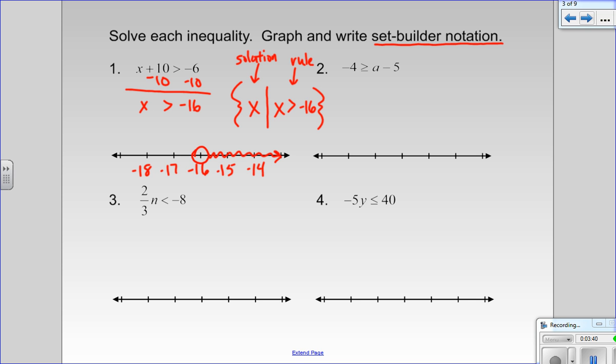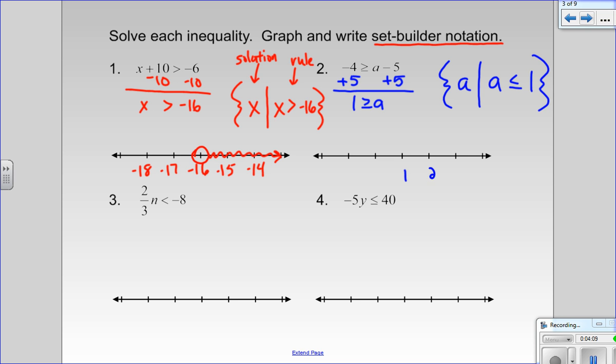Example 2, we again want to isolate the variable. This time we'll add 5 to both sides. And remember, when we're adding or subtracting, we don't need to flip the sign. So a is less than or equal to 1. Always read your inequalities from the variable first. a is less than or equal to 1. Now let's write our solution in set builder notation. Our solution is a as long as a is less than or equal to 1. And now we can graph it.